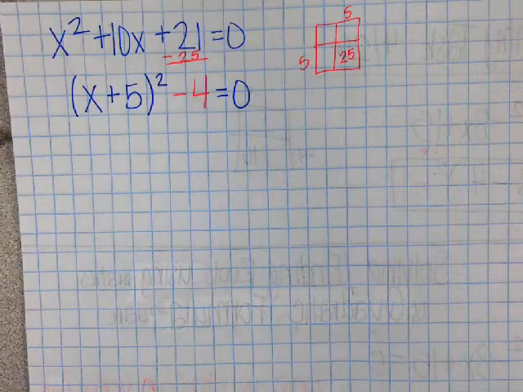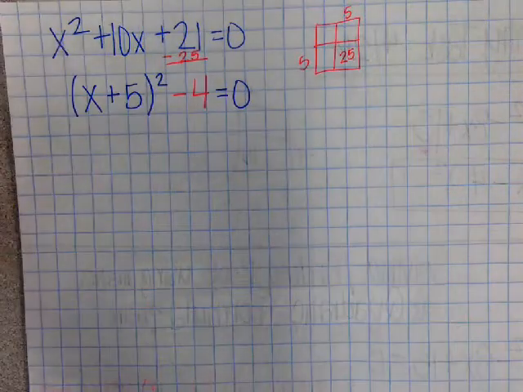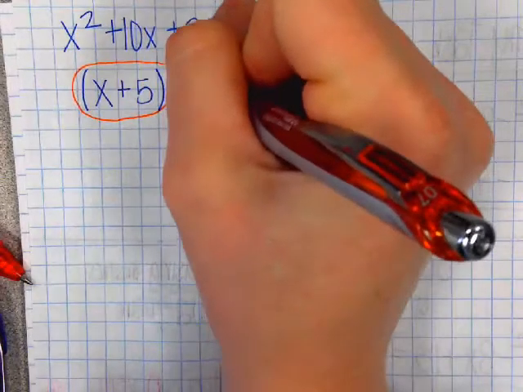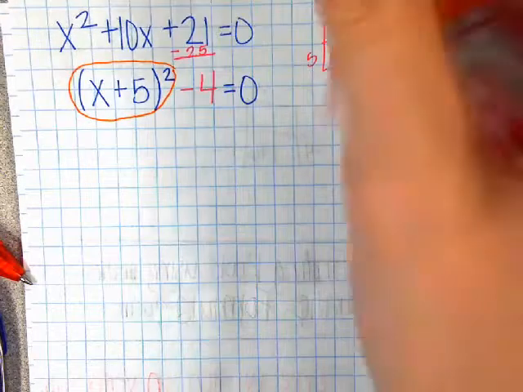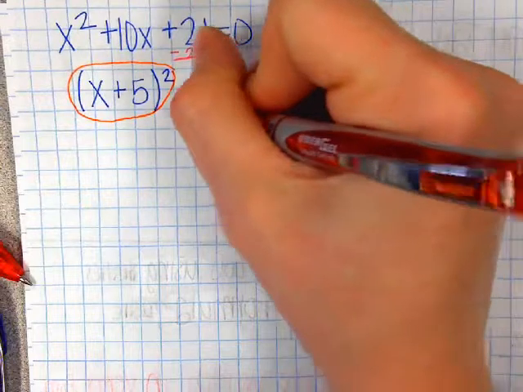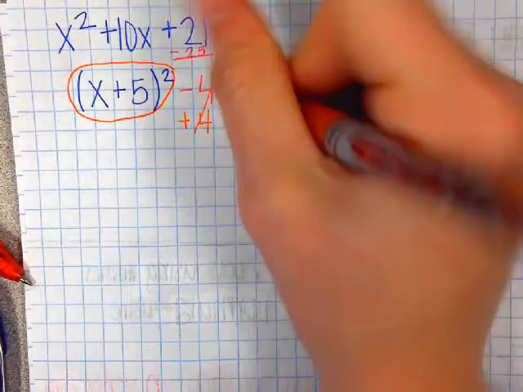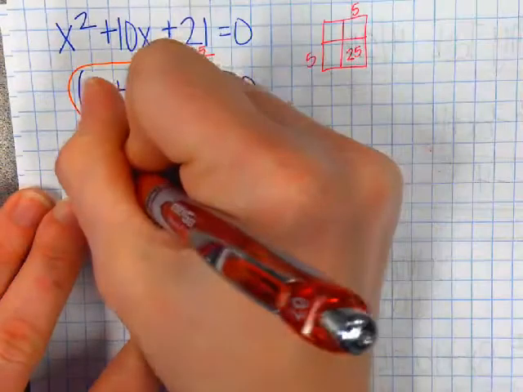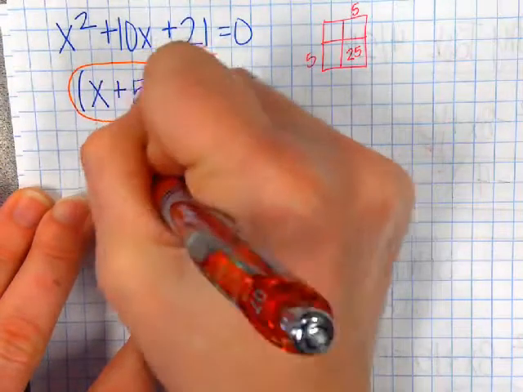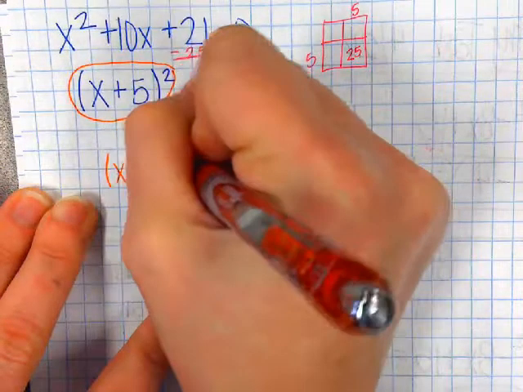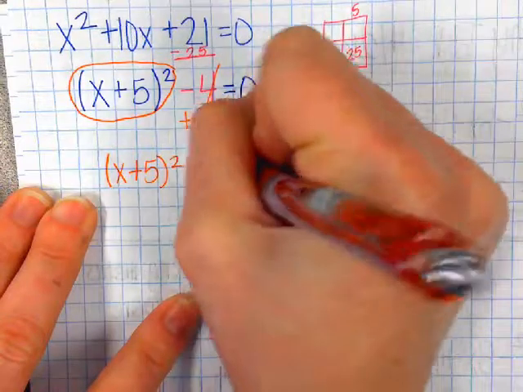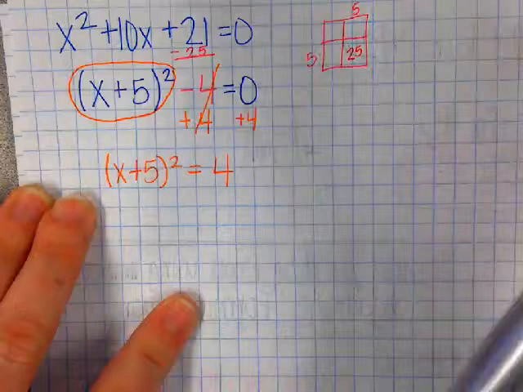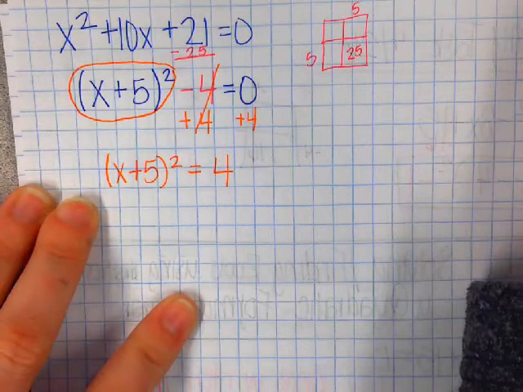Okay, now look back at your steps that you just wrote down. What's the first step you need to do? Get the term with x alone. So I need to get this right here by itself. So what's the opposite of subtract 4? Add 4. That cancels. Add 4 to the other side. So then I have x plus 5 squared equals 4.